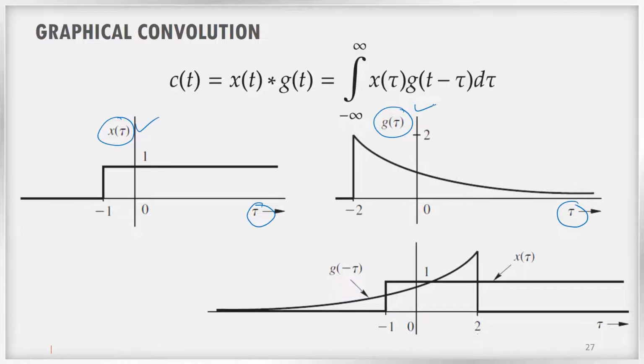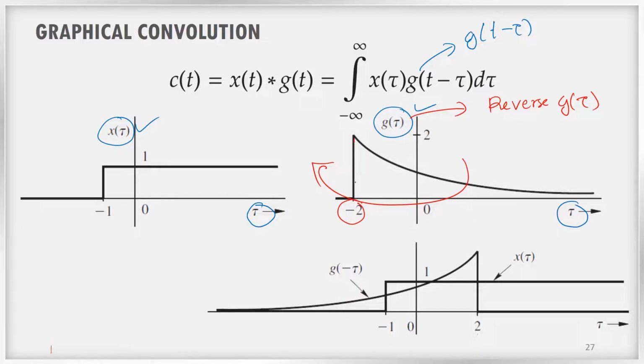Now we are not satisfied with that. We have to find out g of t minus tau. For this, first we have to reverse g of tau. So if I reverse g of tau, what happens? I have to horizontally flip it. When I horizontally flip it, this -2 portion, this line will go to +2 and it will become an exponentially increasing signal like this. So this is the flip I have performed.